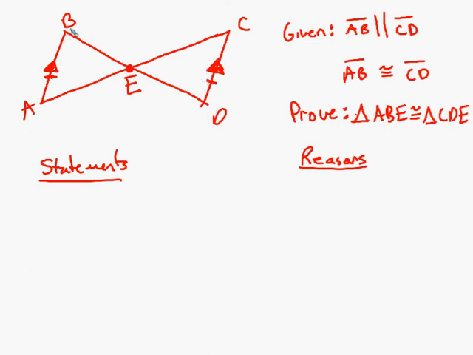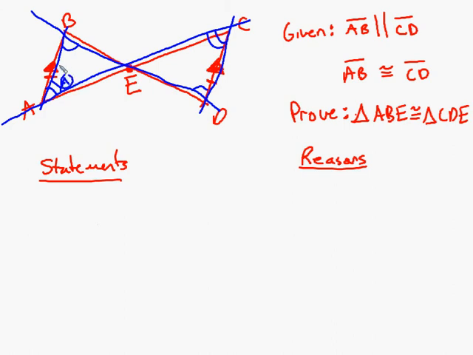Because AB is parallel to CD, that makes this a what? Transversal. Which means this angle and this angle are equal because of what? Alternate interior angles. Now, do you see also this could be a transversal? Which means this is congruent to this because alternate interior angles. So I have an angle, I have a side, and I have an angle. Angle, side, angle. Okay, so statement 1. Segment AB is parallel to segment CD because given.